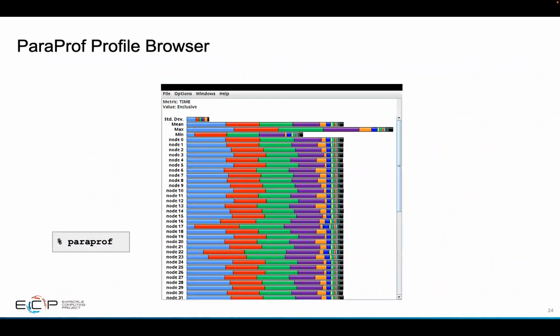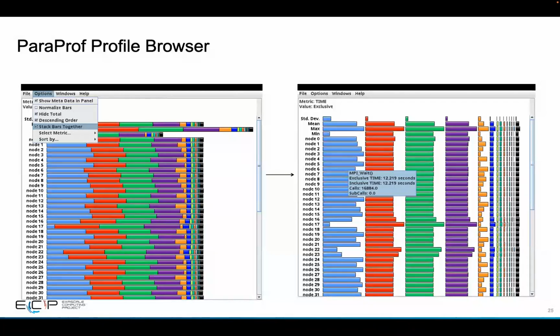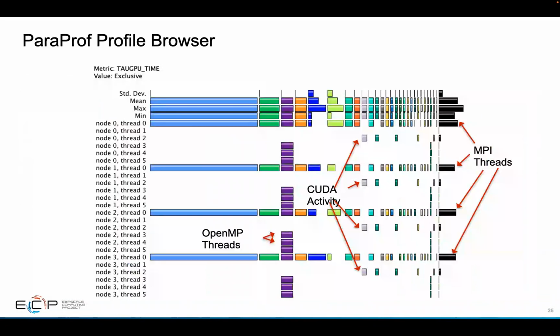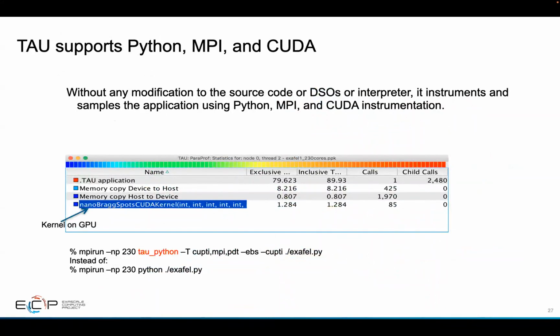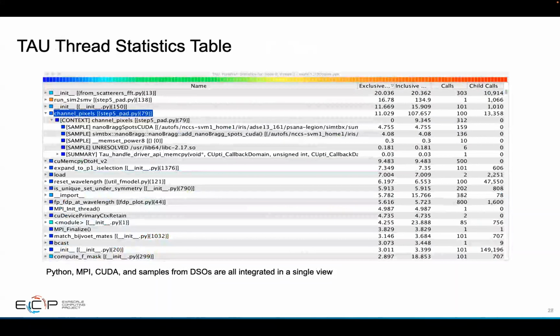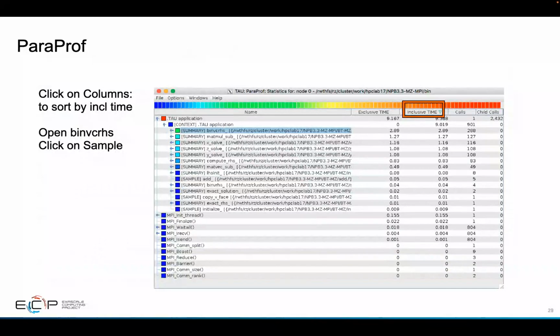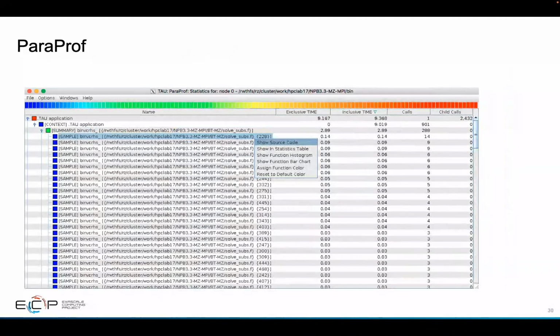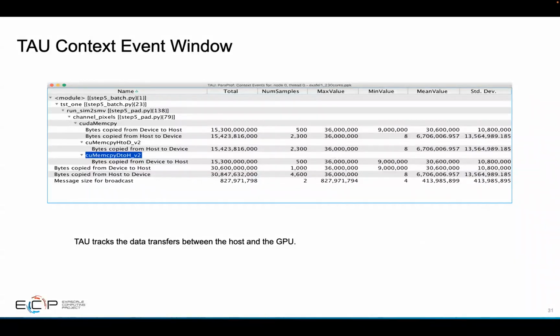And with this ParaProf browser, you can just keep all the threads of execution in their own space and functions. So you can see the MPI activity, CUDA activity, OpenMP, and even kernels that execute on GPUs. Here is a thread statistics table again with Python, and you can see the details at the source level. I just want to show you some examples.